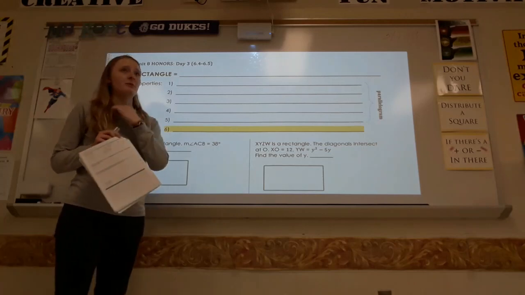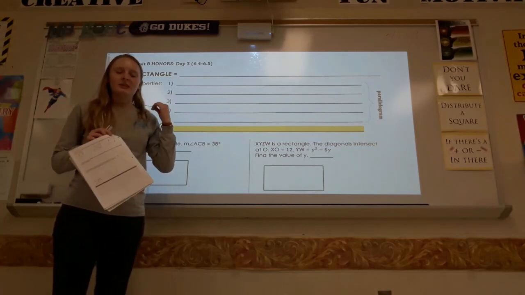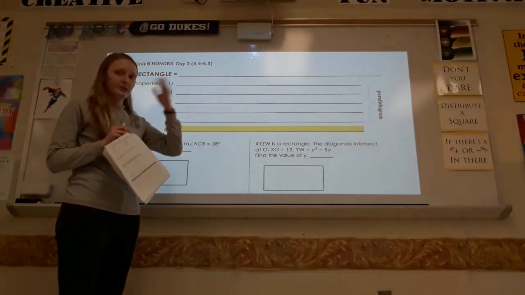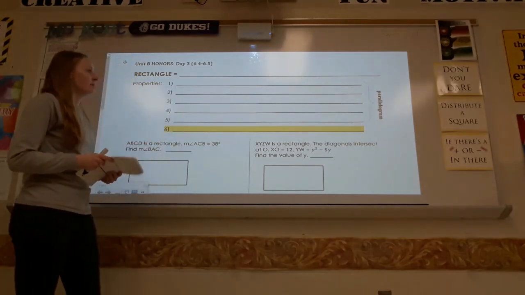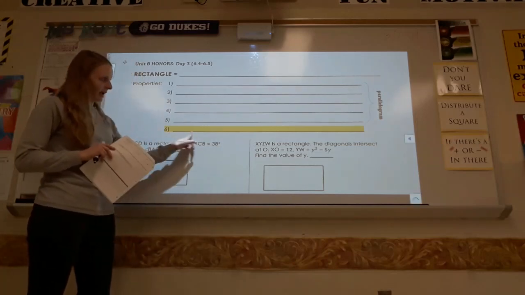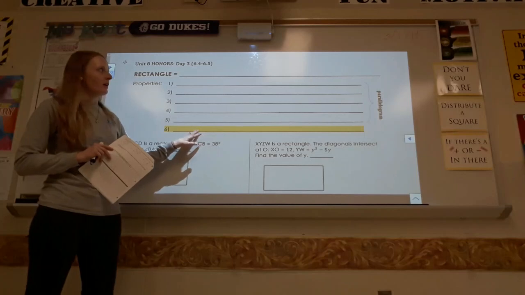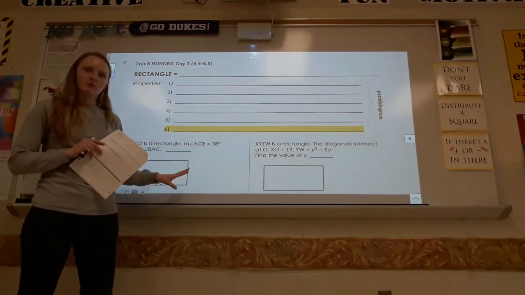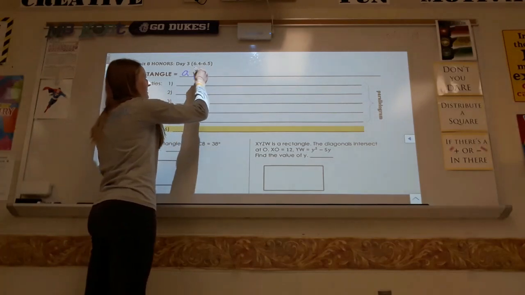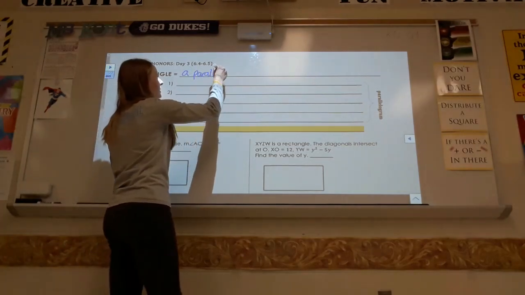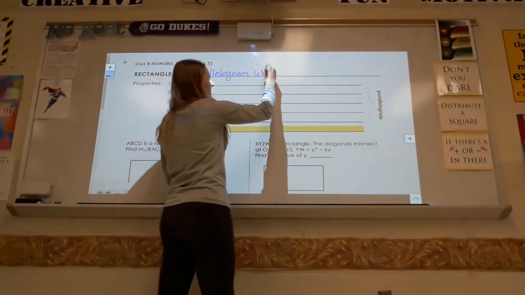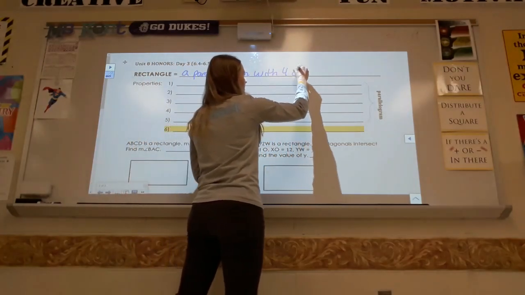They are parallelograms, but they each have their own little details that separate them and make them their own type of parallelogram. So everything that we learned previously on day 2 is still going to apply to these shapes. We're just going to have extra little details that make them different from each other. Okay, so a rectangle, the first one we're going to talk about, is a parallelogram with 4 congruent angles.